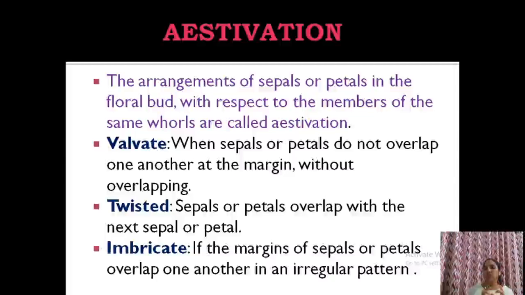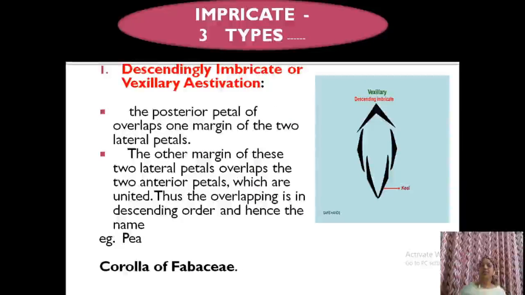And that condition is known as what? Aestivation. So when I am showing the picture, you will clearly understand what it is. See, these are different types of imbricate aestivation: valvate, twisted, imbricate. Imbricate are of three types. This is the imbricate aestivation.